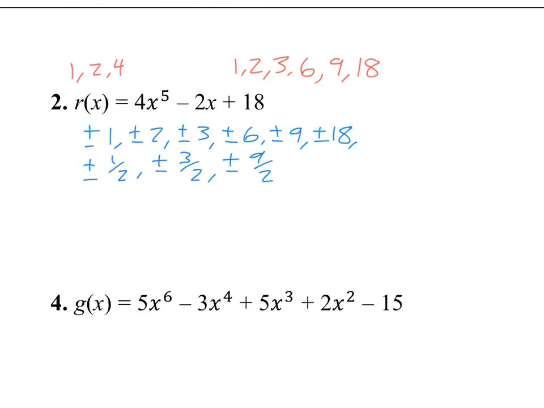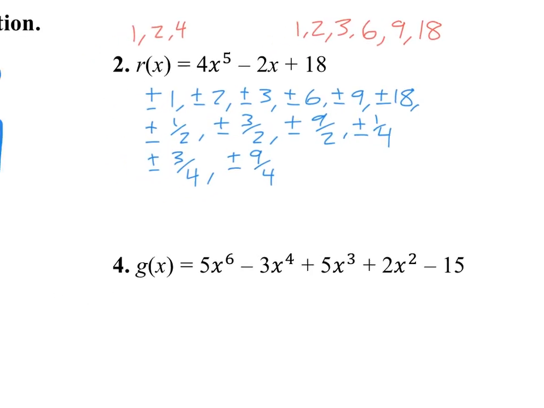All right, now I'm going to take the odd numbers and divide by 4. So we have plus or minus 1/4. Don't need 2/4. Plus or minus 3/4. We don't need 6/4. The last one we need is 9/4. So these are not all zeros. This is just the list of every possible zero. Obviously, at most, only 5 of these could work.